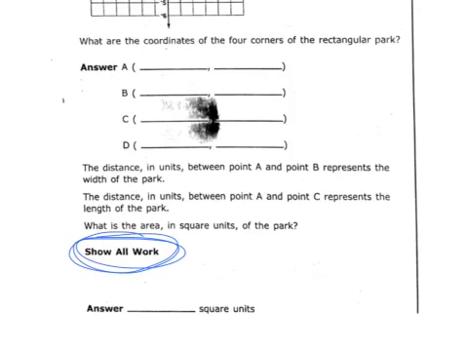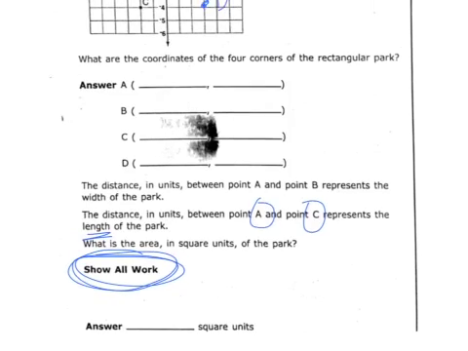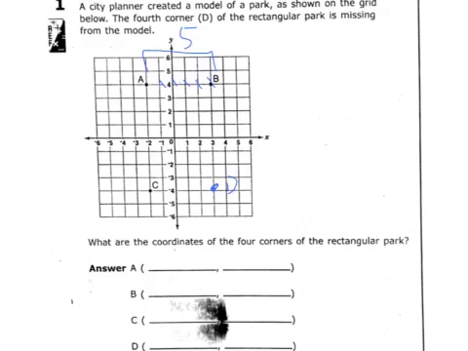It also says the distance in units between point A and point C represents the length of the park. So now let's find the length of the park between point A and point C. Let's go back up here to the park. And between A and C, starting at A, I got 1, 2, 3, 4, 5, 6, 7, 8. A distance of 8. Now a lot of people put a distance of 6 and a distance of 9, but you do not start with that first point. From A to this point right here is a distance of 1. It's not a distance of 2.